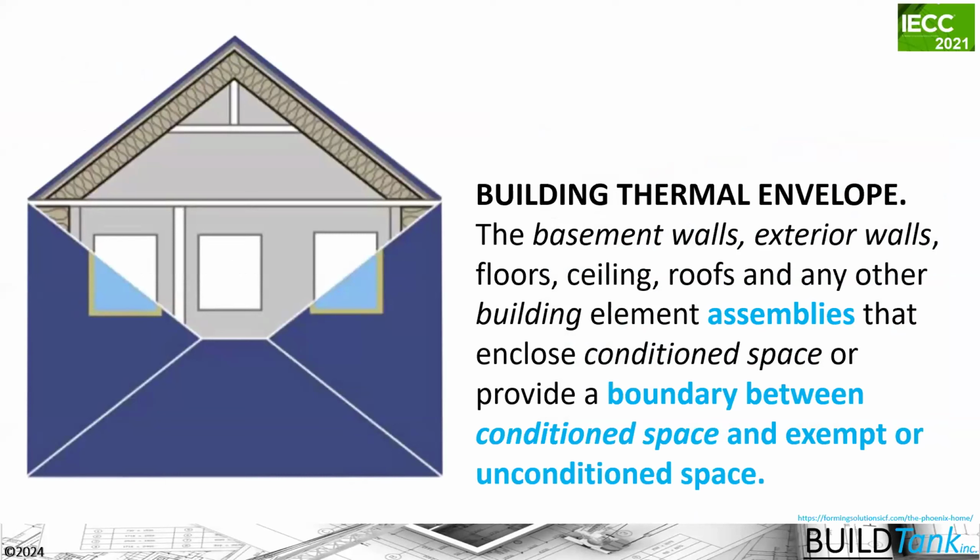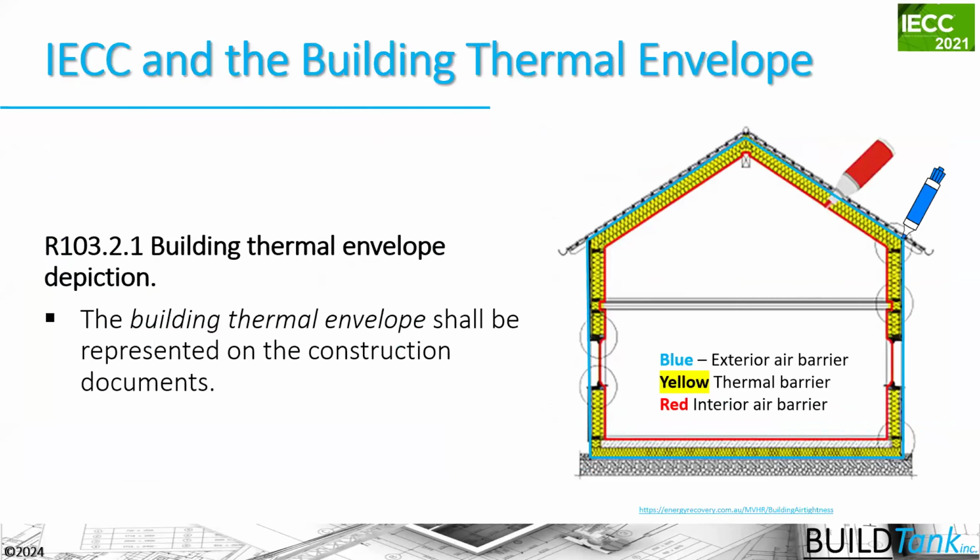As defined by the IECC, it's talking about an assembly of things for two reasons. One, it's not just the basement walls or exterior floors or all those different components. It's what's inside those components or what those components do. They create a clear and defined boundary between conditioned space and exempt unconditioned space. That's why the code also asks us to depict the building thermal envelope on our construction documents so that everybody has a clear understanding of what is conditioned space and what is unconditioned space.